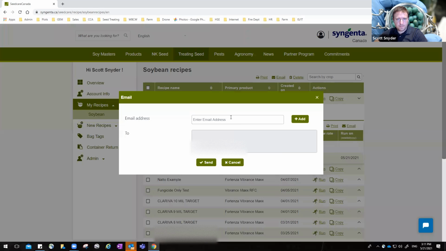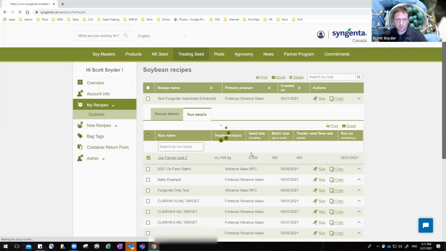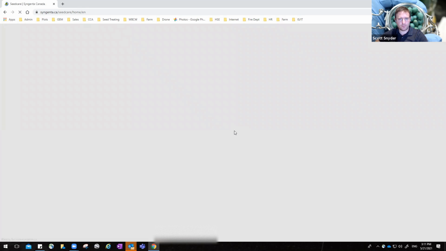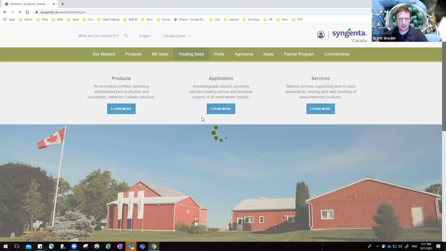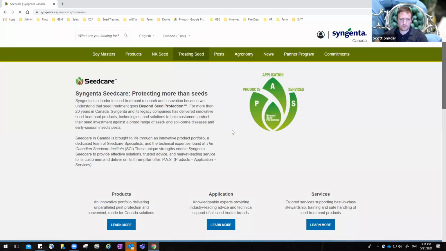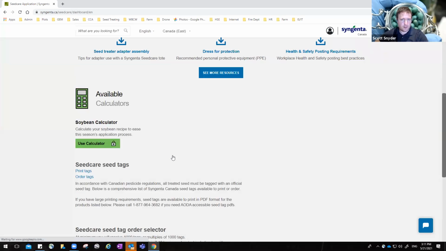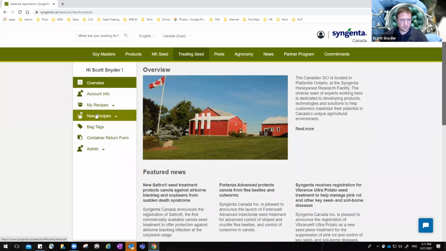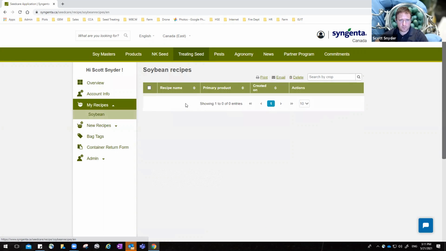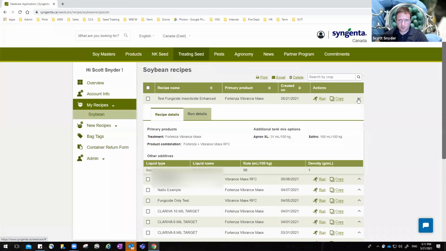Click on email, and you can enter an email address, hit add, send, and it's going to take a couple seconds, but it's going to send that through your email to the email it said, and then it's going to boot you back to the main page there. So there, it actually booted us out of the calculator. But as you can see, if we go back into my recipes, soybean, slide over to the right, it does have that run detail.